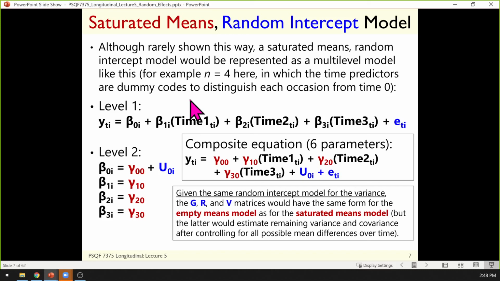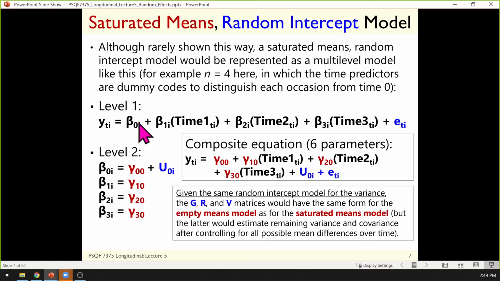So saturated means model, what would that look like in our new notation? Well, if I had, say, 4 occasions, a saturated means model would treat time as a categorical predictor, and it would estimate an intercept for one of the occasions, and then a dummy code basically distinguishing each other from that reference intercept. So if I use the way that SAS does it, for instance, the highest value is the reference for categorical variables in SAS, so that would be time 4.